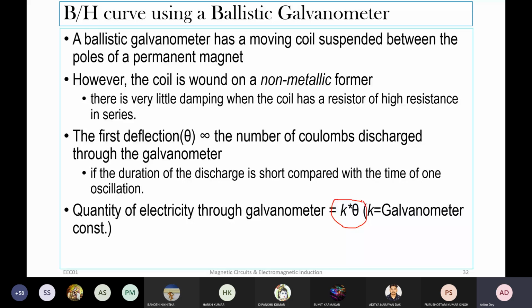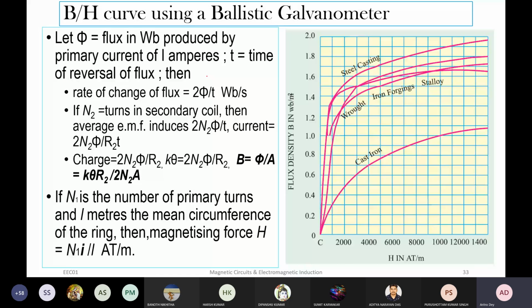So the flux phi is produced by the primary coil if current I is flowing through it, and flux line phi is produced. Now if you reverse it, what will happen? Phi will become minus phi. So the change is phi minus of minus phi, and if the time of reversal of flux is t, then the rate of change of flux is 2 phi by t.